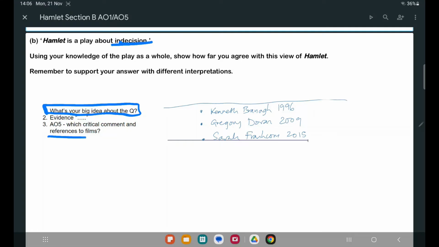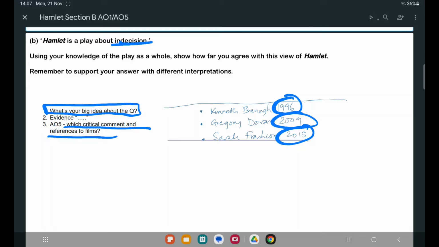Which critical comment and references to film, again, as part of your revision, I'm sure you've already got some. It's good to have a range, I think. Here I've got Branagh's famous version, we can find clips on YouTube from '96. Gregory Doran's version, that's with David Tennant in 2009, which is a very different version to the film version. And then Sarah Frankcom's 2015 version with a female Hamlet in Maxine Peake, and obviously more of a feminist take. We might say gender diverse or gender fluid version of the play.